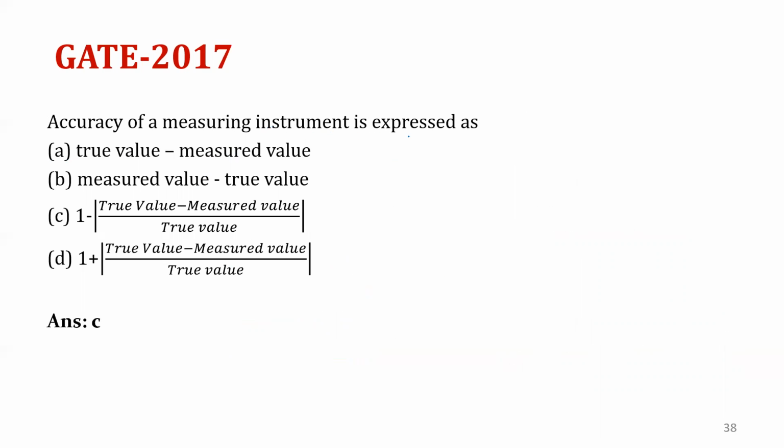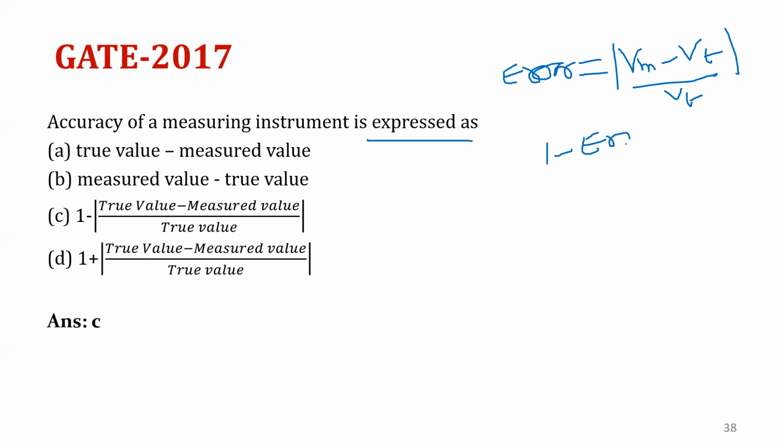Accuracy of a measuring instrument is expressed as? As we studied accuracy and precision, what is error? Error is equal to measured value minus true value, so it may be modulus. By providing the true value, you will get the error, percentage error. And we need the accuracy, which is 1 minus error. So 1 minus (true value minus measured value) divided by true value. The correct option is C.